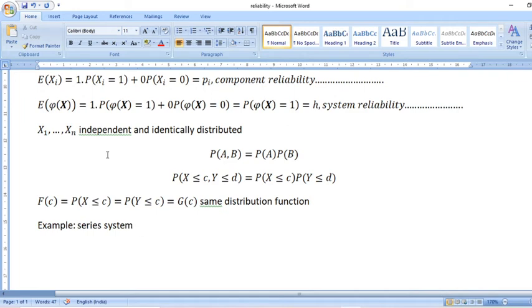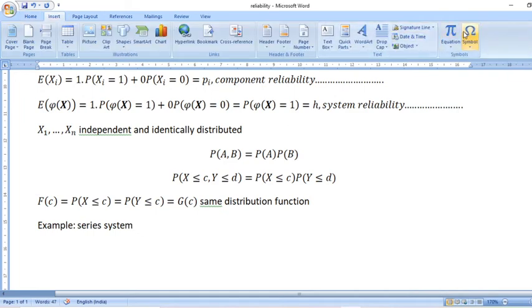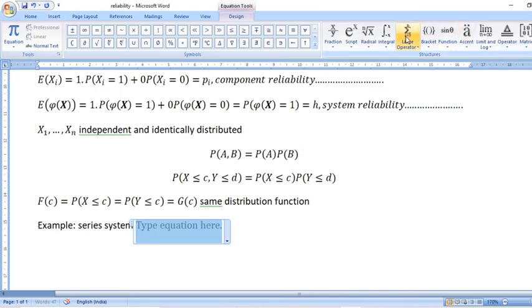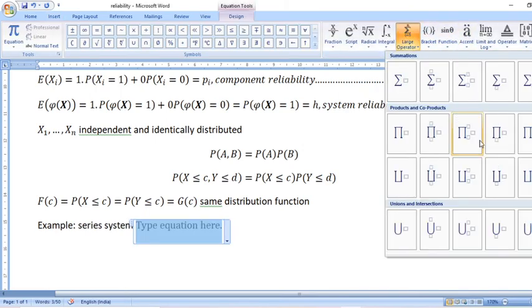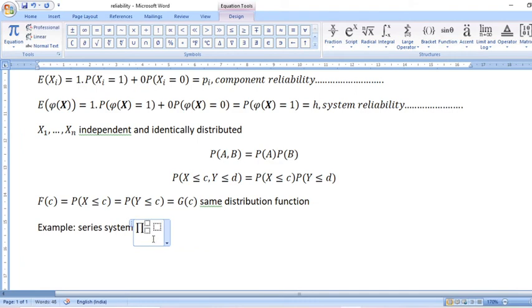So what is the structure function of series system? You know, structure function of the series system is nothing but the product, i from 1 to n, of xi. Okay.